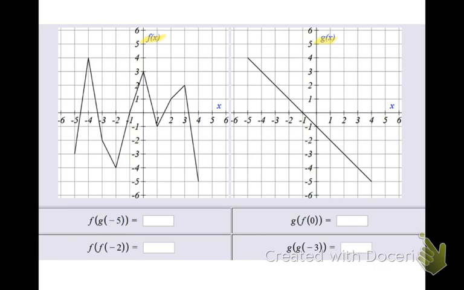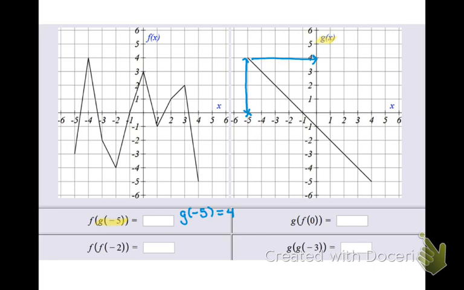So if we go down and we look at the first example, f of g of -5, I get to work from the inside out. So very first thing I'm looking for is g of -5. So I'm going over to my g of x graph, and I'm going to go to the x value of -5, and I'm going to follow that up to my graph and over into my y-axis to find out that g of -5 is equal to 4.